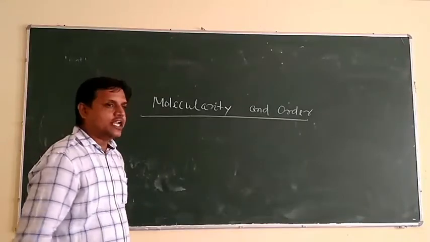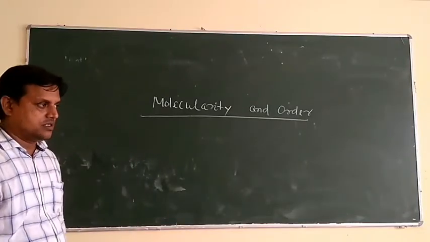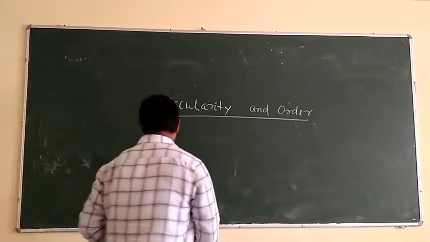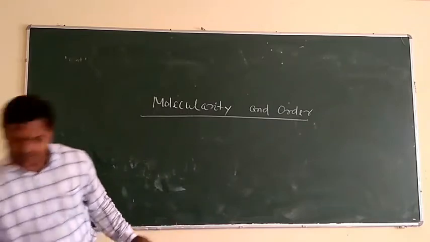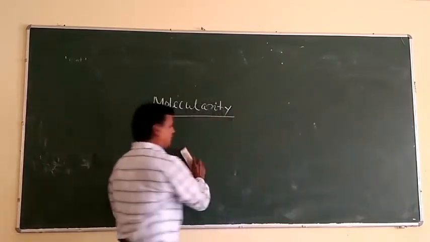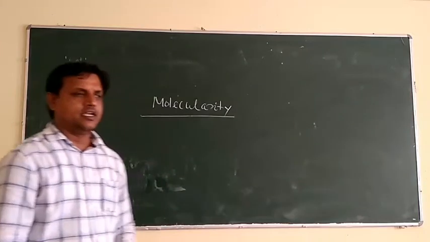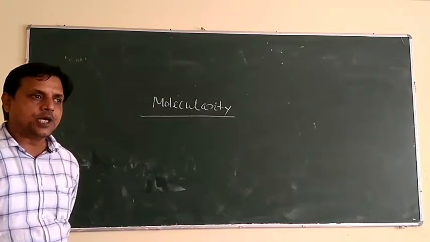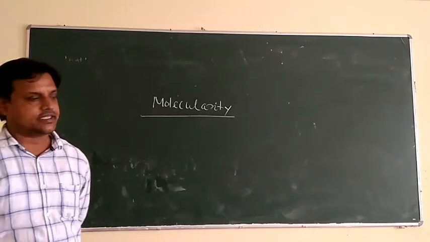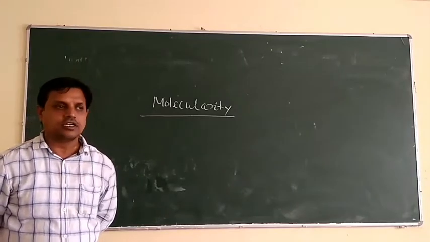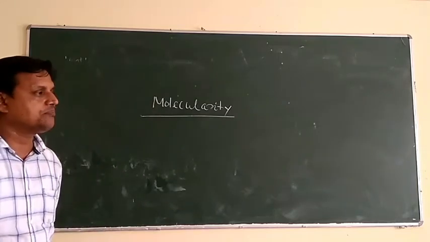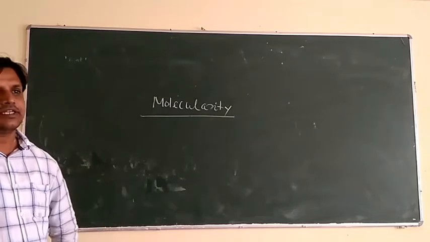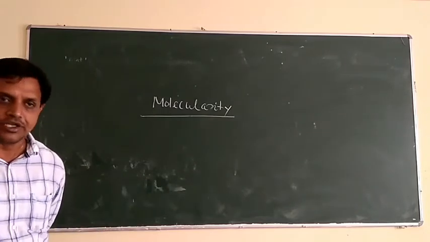Discuss molecularity and order. First, we'll start with molecularity. Okay, so let us discuss molecularity. So what is molecularity? Molecularity of a reaction is defined as the number of reacting molecules colliding with each other to form product, or the number of molecules participating in the reaction. That is called molecularity.